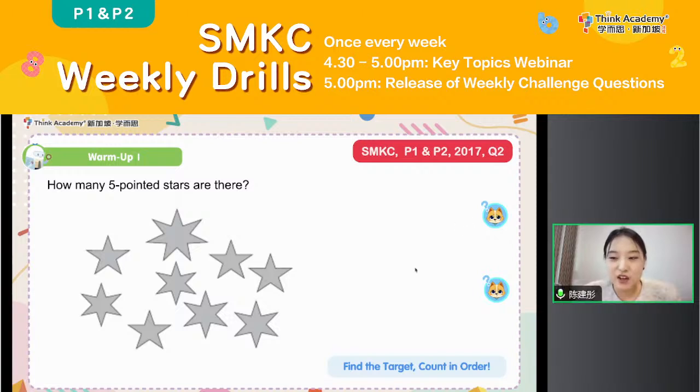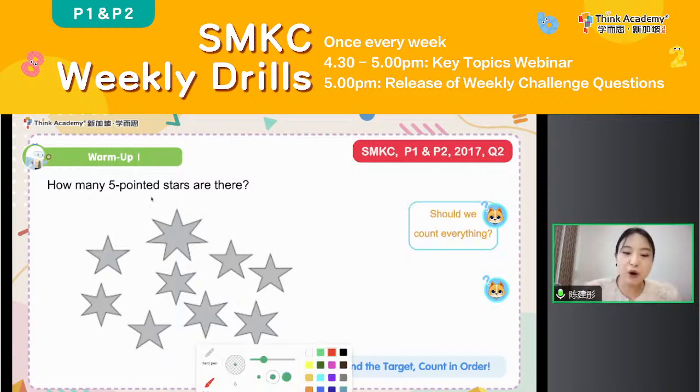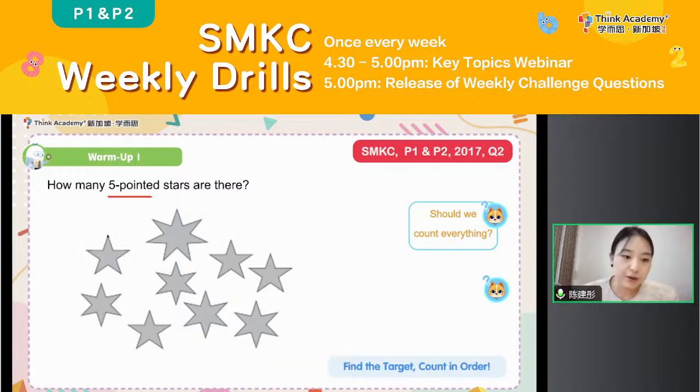No, definitely not, right? Everyone, you can see. Should we count everything? No, don't forget that. Here, how many 5-pointed stars are there, right? So we only want 5-pointed stars. So for example, you can see 1, 2, 3, 4, 5. This star has 5 points, right? So we need to count this one. And then, do we need to count this? No, no need, right?